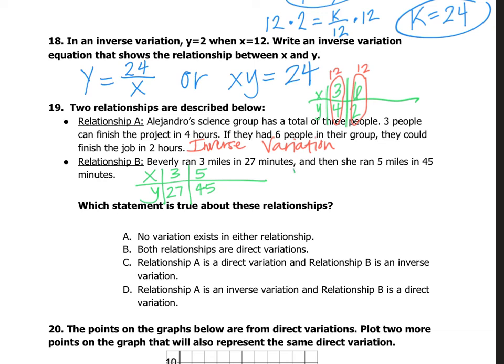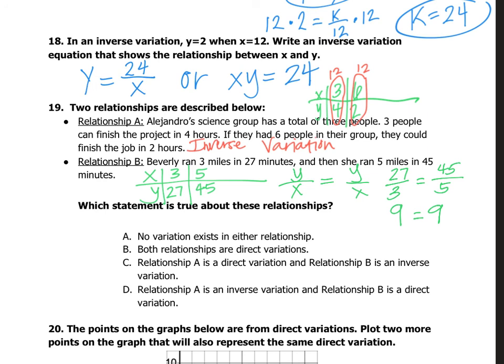So for example, I got to put my y's on top and then my x's in the denominator. So my first y is 27 and my first x is 3, and then I have 45 over 5. Okay, so when I do 27 divided by 3, I get 9. When I do 45 divided by 5, I also get 9. So this is a direct variation.